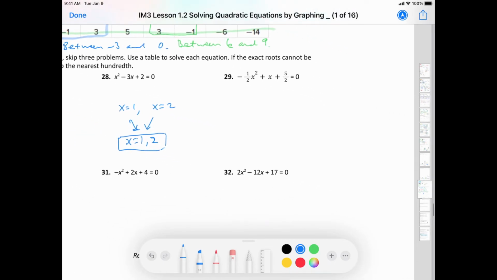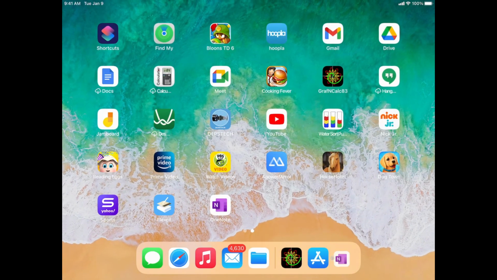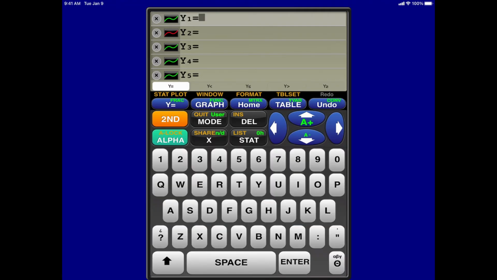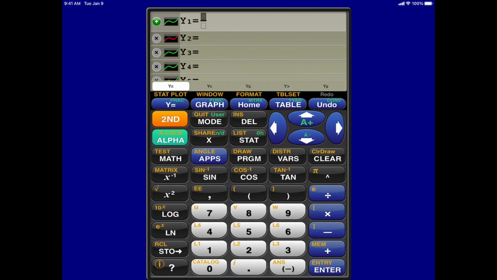All right, 29. Don't be scared, you have a fraction here. Okay, so to get a fraction, a student taught me this, you can press Y, alpha, and then Y equals. Alpha, Y equals. And there it says ND, numerator and denominator. So then there I can type in 1, go down, 2.